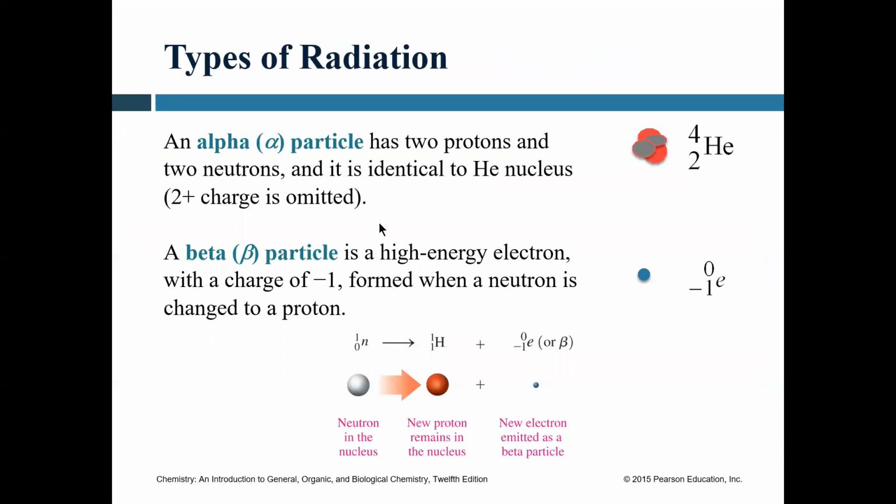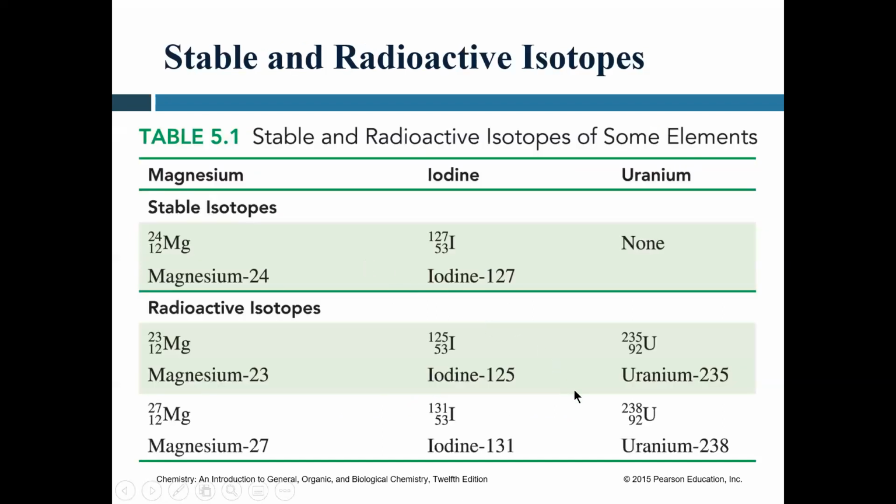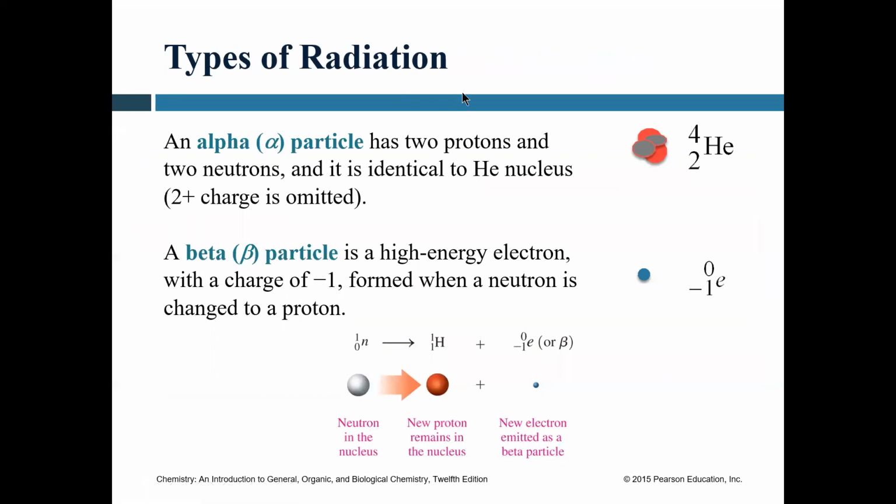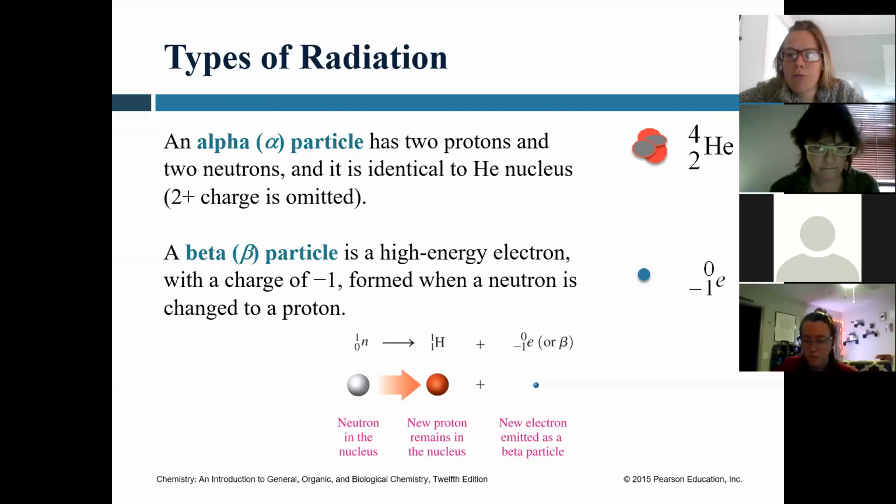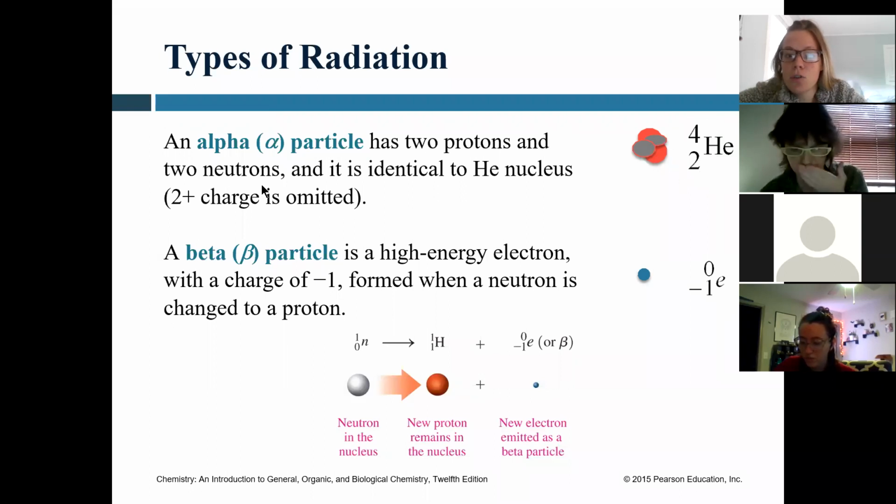So how do these things become stable, right? If these things down here are unstable, they need to make some sort of change in order to become a more stable version of themselves. And so the first way that something can become stable is through alpha radiation, okay? Alpha radiation, or an alpha particle, is pretty much a helium-4 atom, but it's going to be 2 protons and 2 neutrons, just identical to a helium nucleus, and it's got a 2+ charge that's emitted.